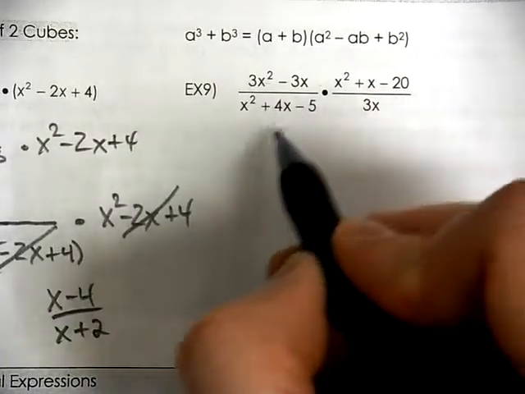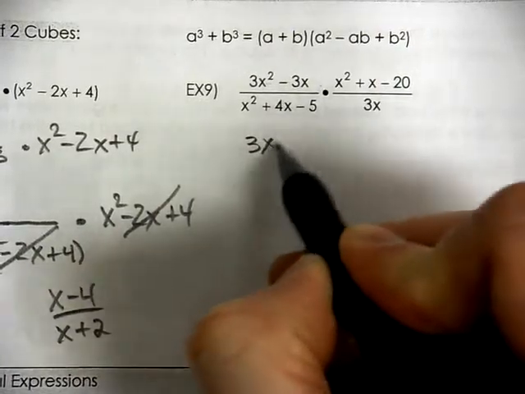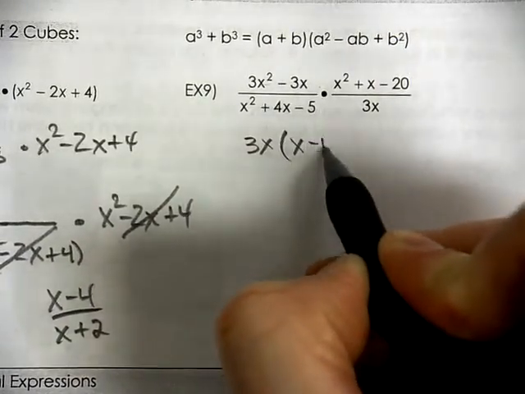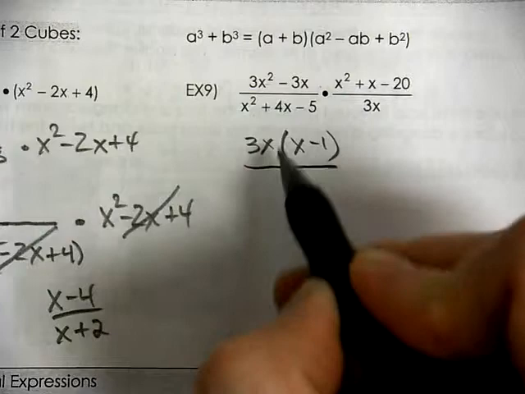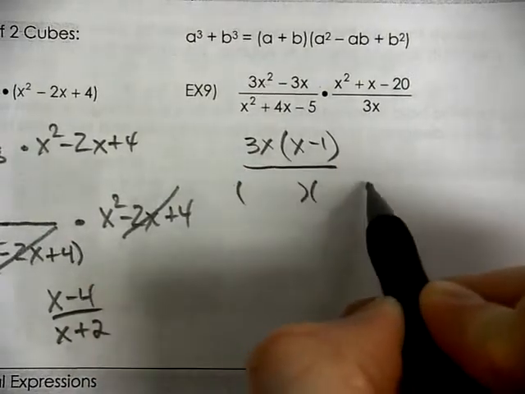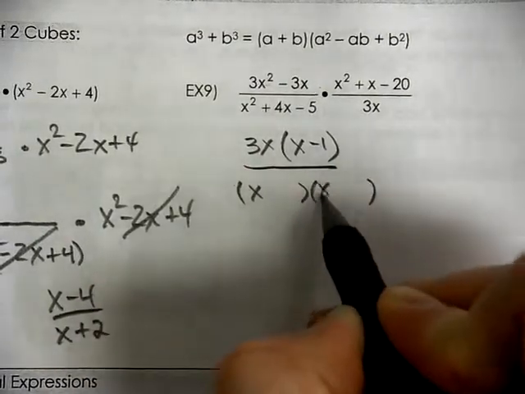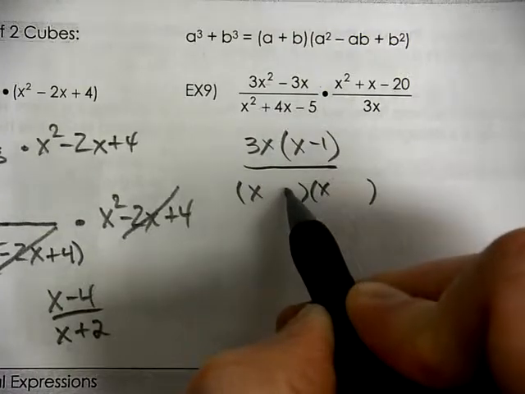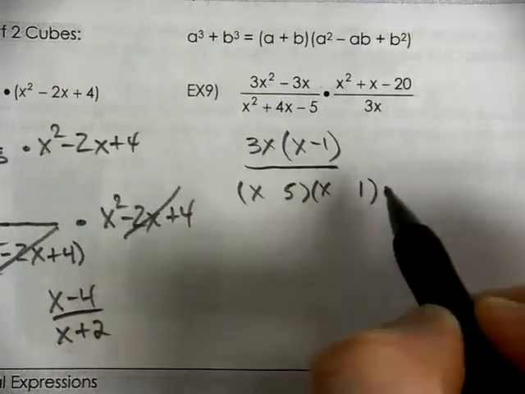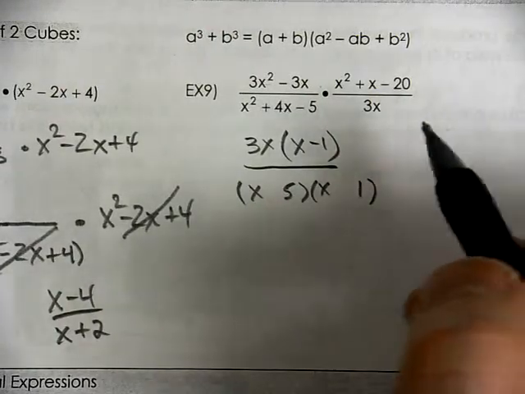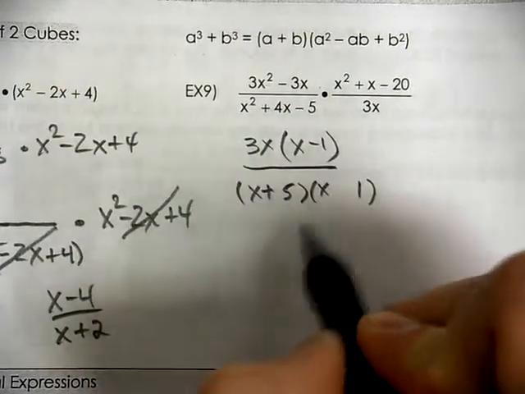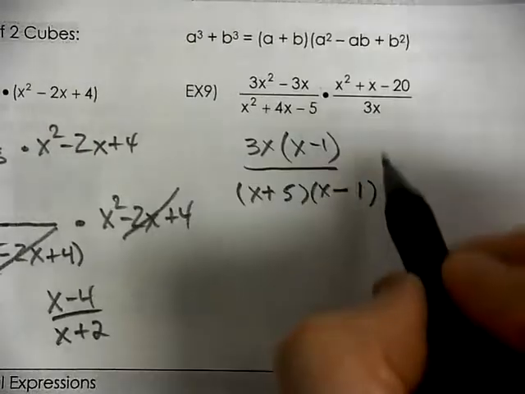Here we're going to do a GCF to the top. 3x, x minus 1. We can factor the bottom into two binomials, x and x. Looks like that multiplies to be 5, so that's 5 and 1. You have to add to be a positive. You need more positives, so the 5 is positive and the 1 is negative.